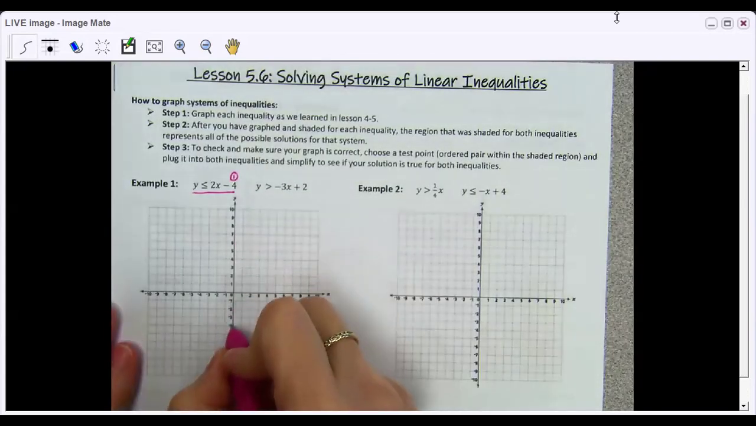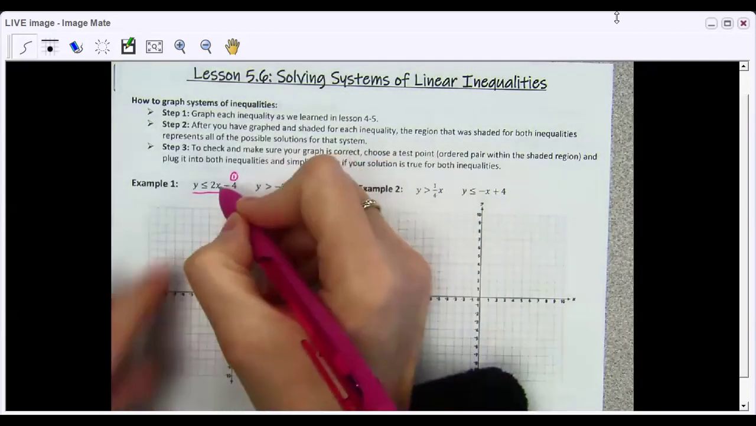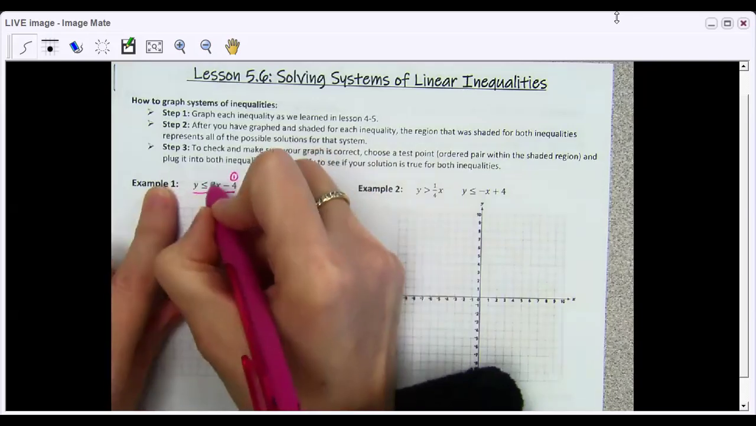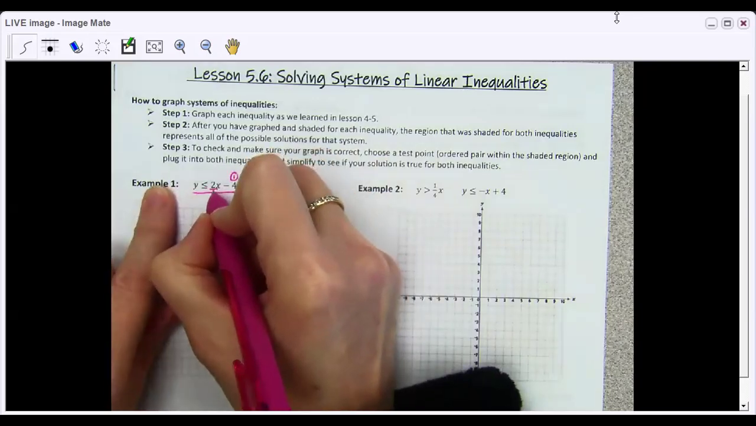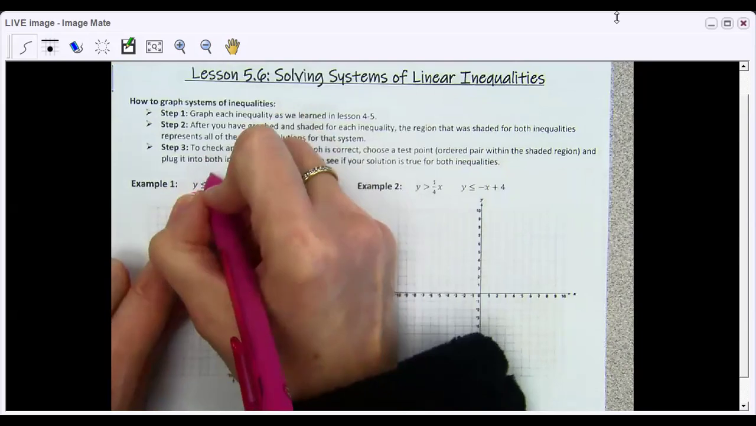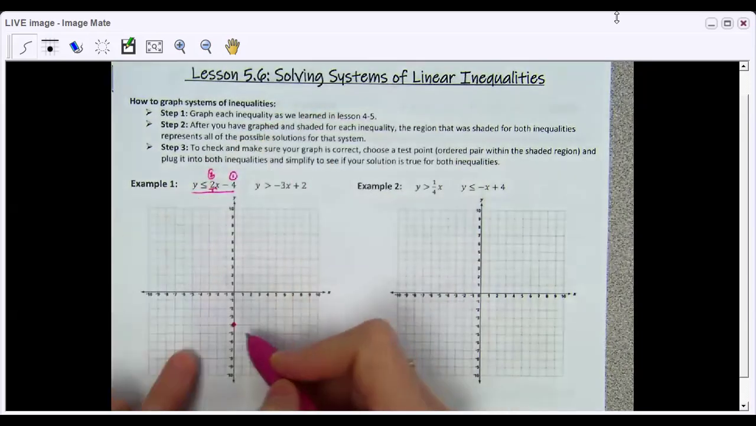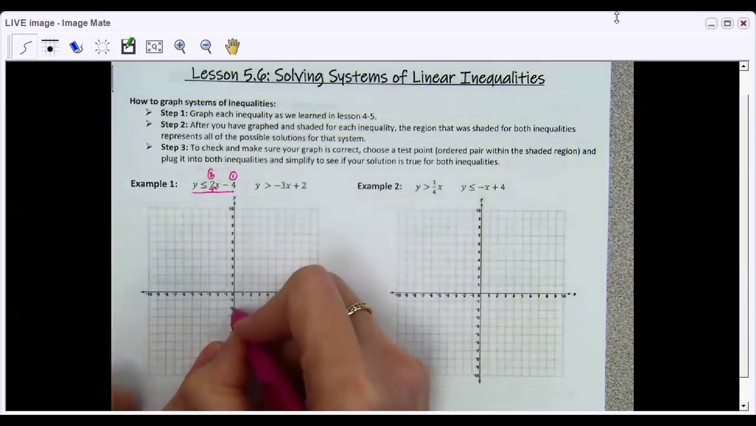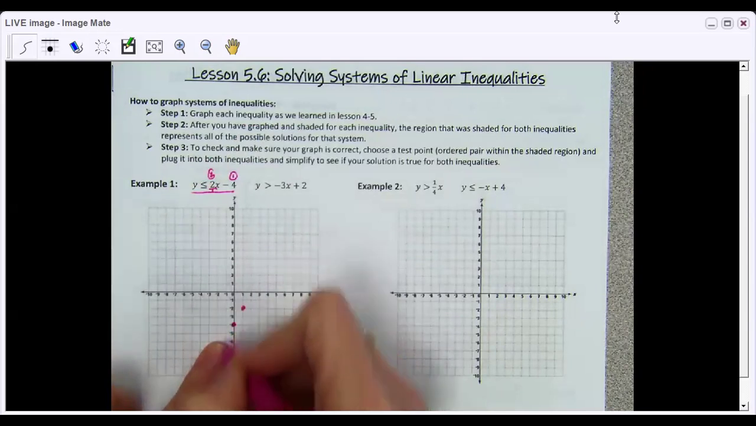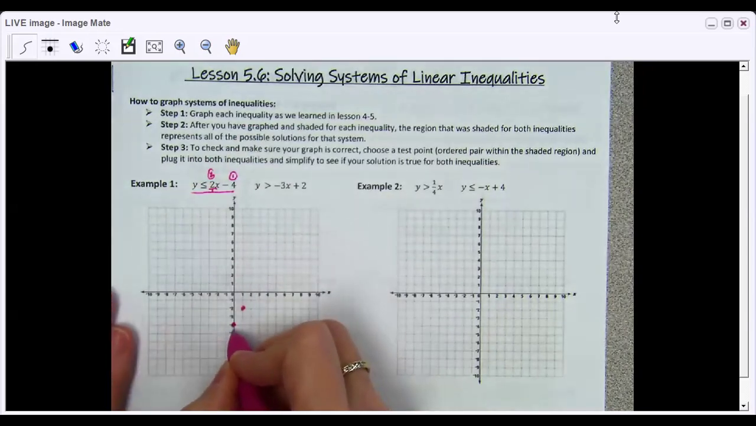And then you are going to graph your slope. Now our slope is 2. And anytime you have a whole number, you put that over 1. So this is the second thing you're going to do. And so I'm going to rise 2, run 1. Now I can also go down 2 and to the left 1.